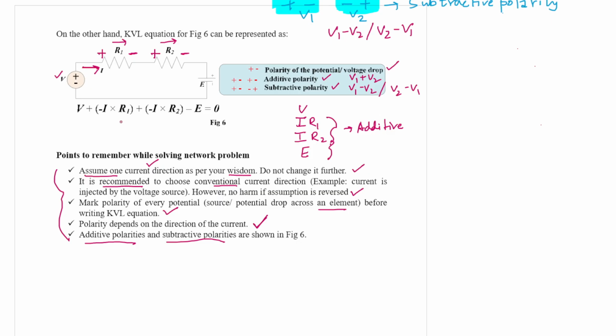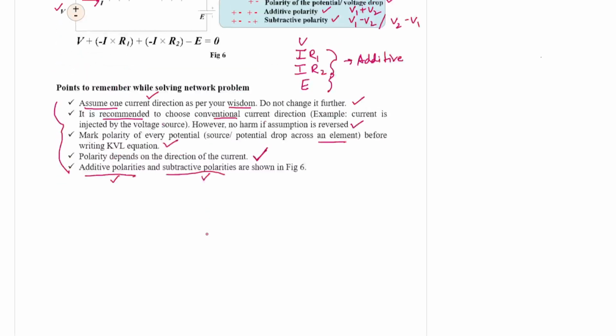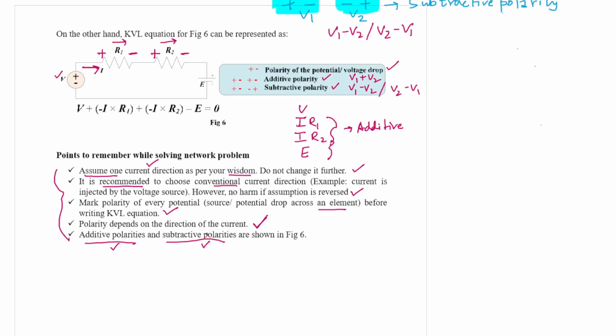Then, according to the assumed current direction, mark the polarity of the potentials as shown. Once the polarities are marked, you write the KVL equation by identifying which are the additive polarities and which are the subtractive polarities. In this way, KVL equations are written. So this is a very small illustration.